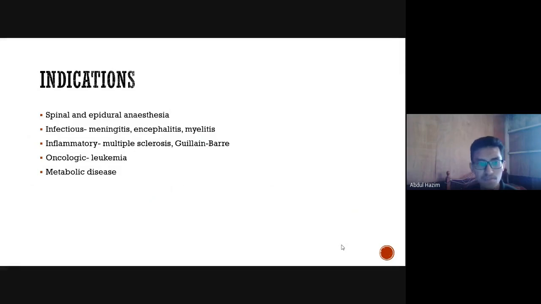Lumbar puncture can also be used to administer spinal and epidural anesthesia. For diagnostic purposes, the CSF can be used to diagnose infectious diseases such as meningitis, encephalitis, and myelitis, and also inflammatory diseases such as multiple sclerosis and Guillain-Barré syndrome, cancers such as leukemia, and also metabolic diseases. And for therapeutic purposes, lumbar puncture can be used to administer chemotherapeutic agents and also antibiotics.